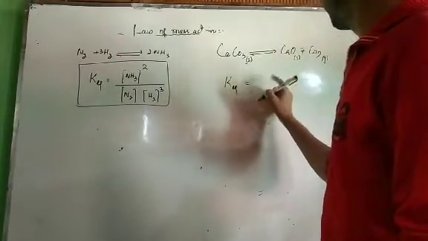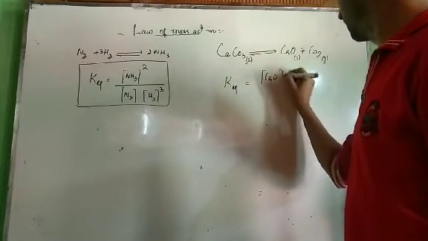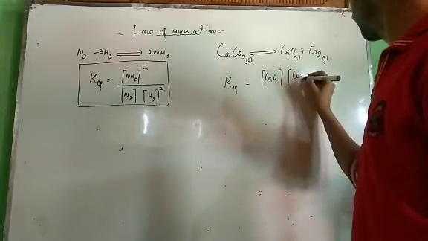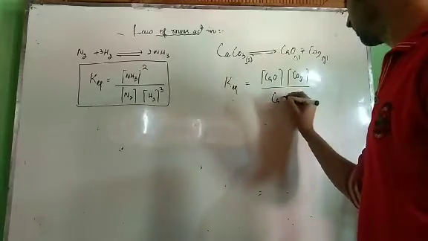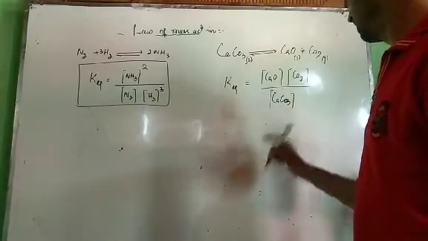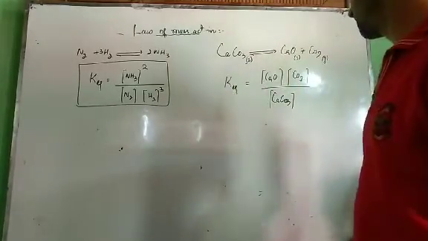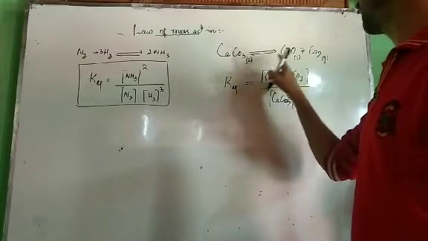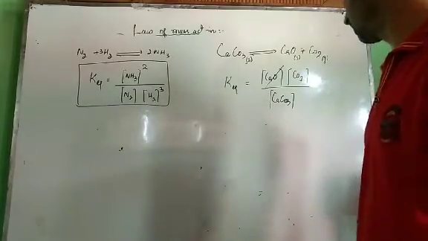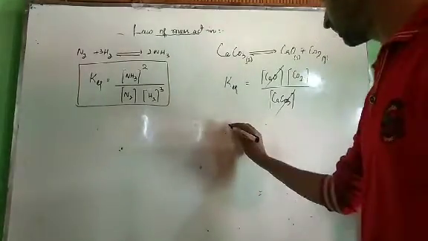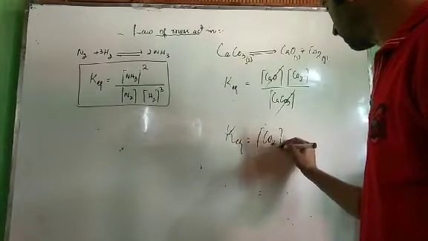Now K equilibrium will be equal to the product of the active masses of products divided by the concentration or active mass of the reactant. What is the product? It's calcium oxide and carbon dioxide. What is the reactant? CaCO3. The stoichiometry of each is 1. Active mass of a pure solid and pure liquid is taken to be unity. Therefore, the active mass of calcium oxide and of calcium carbonate is taken to be unity. K equilibrium will be equal to the concentration of carbon dioxide only.